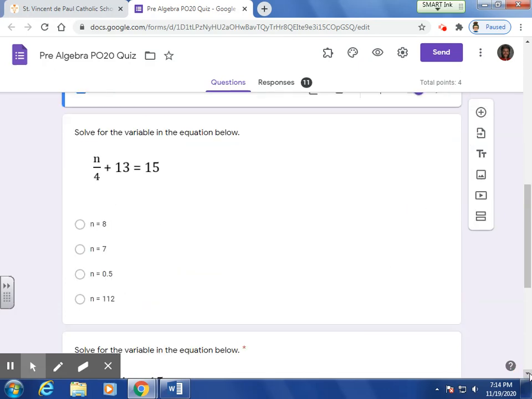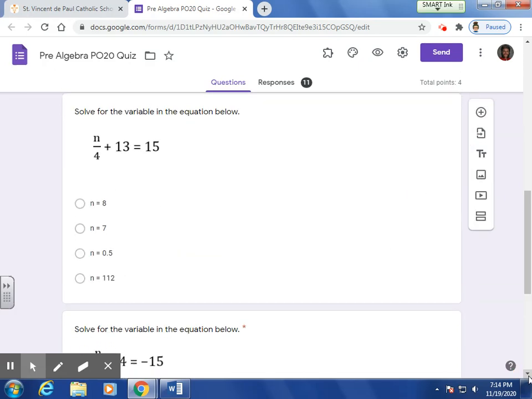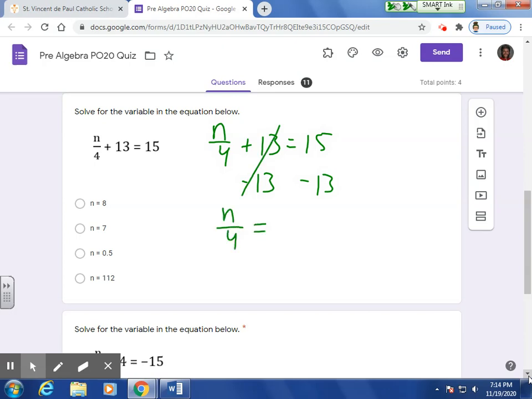n divided by 4 plus 13 equals 15. This is one that on the 18-19 quiz a few folks said they had some trouble with. Just remember that n over 4, that fraction, means n divided by 4. So we're still going to start with our constant, and we do the opposite of adding 13, which is subtracting 13 from both sides. n divided by 4 now equals 2.